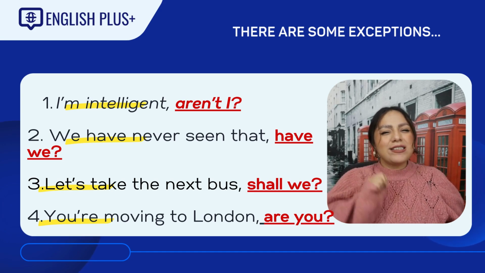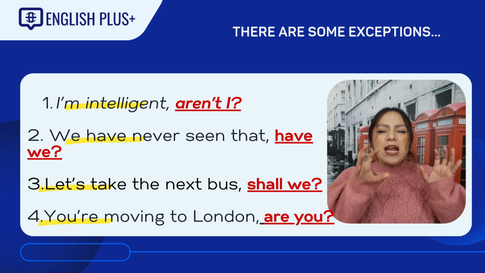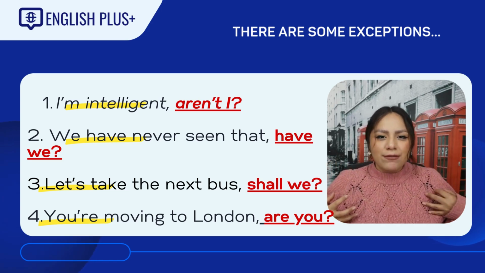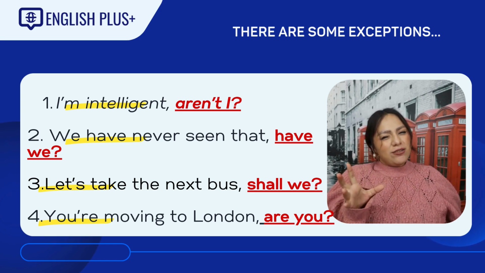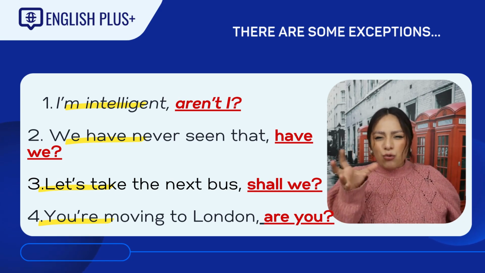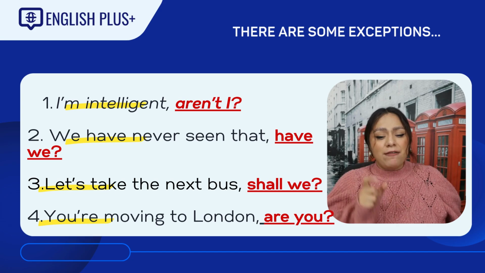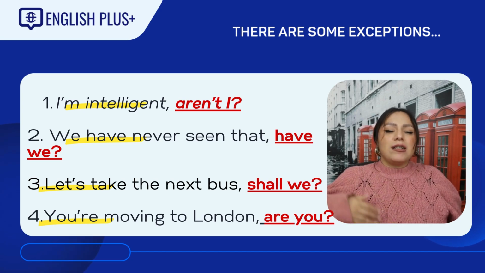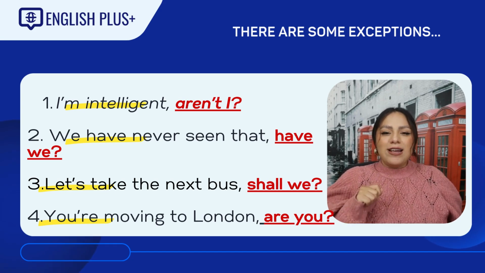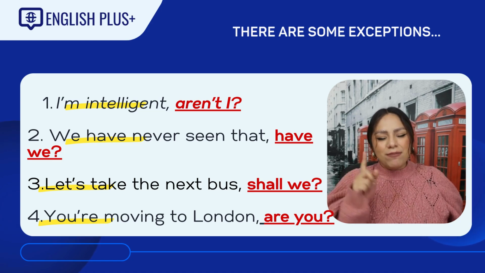Now let's discuss the second exception. We have never seen that, have we? If you pay attention, this statement is not really in a negative form, but because I have never, I am expressing a negative idea. So the question tag must be in positive.